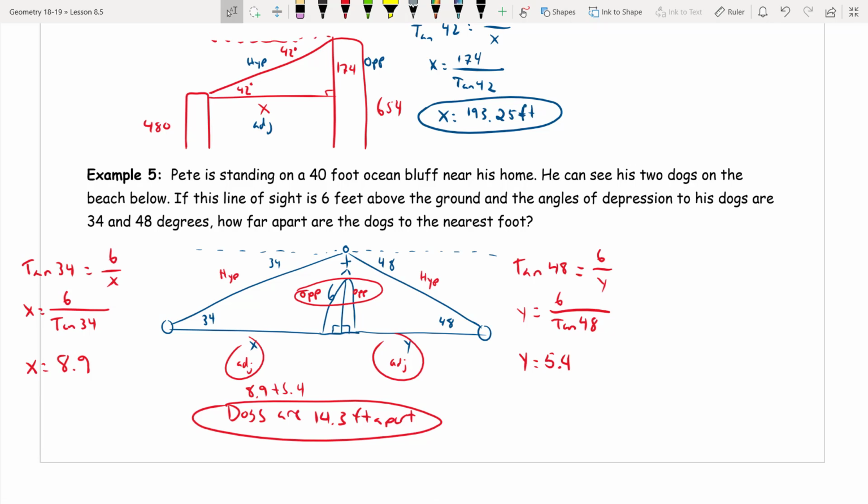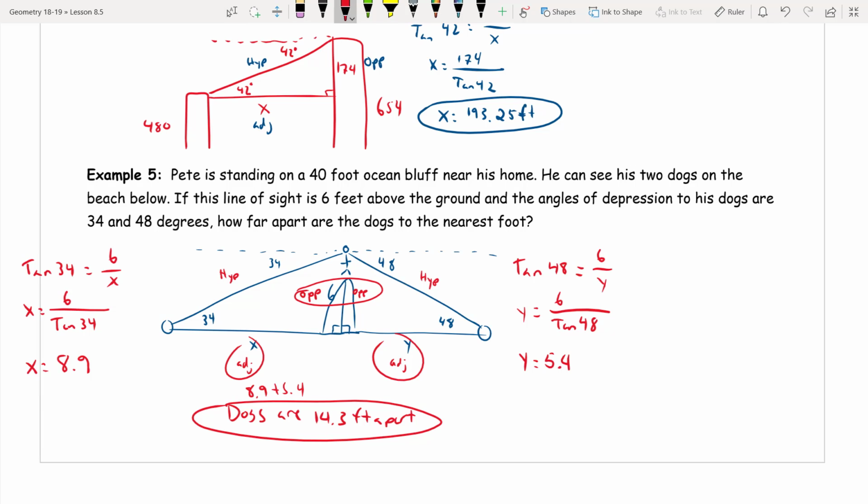Now in the second picture, it's a little bit different. Pete, our guy here, is standing on the top of the ocean bluff, and he's looking down in both directions. So we have two triangles to set up here. He had the same height, he's 6 feet above the ground, and he had two different angles of depression. He had 34 and he had 48. And so he was looking for the distance between the dogs.